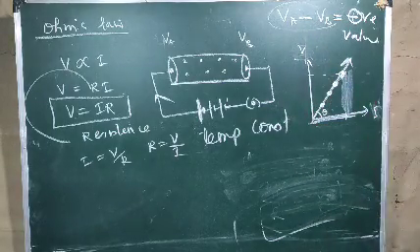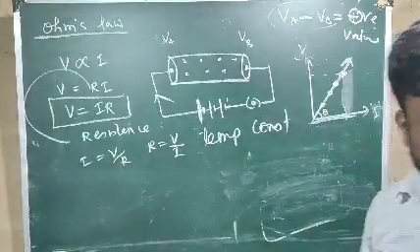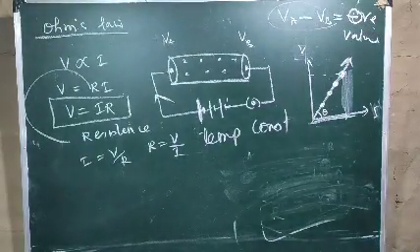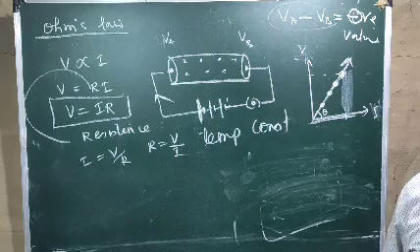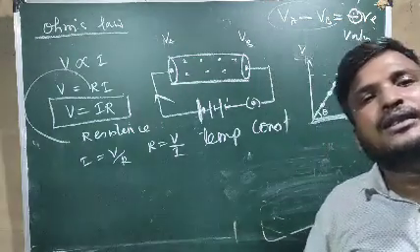So the graph between V and I will be a straight line. And if the temperature is not constant, then the graph between V and I will not remain a straight line. We'll see more about resistance in the next video.